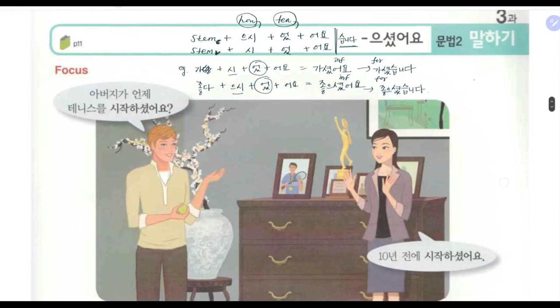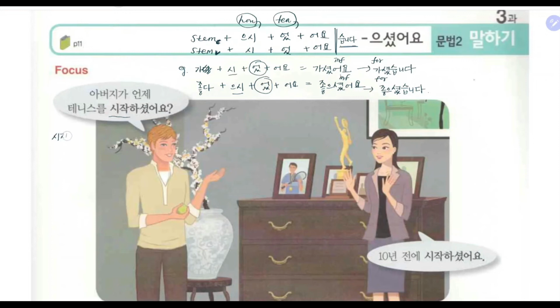자, 우리 연습합시다. 다이얼로그 한번 갈까요? 따라하세요. Repeat after me, please. 아버지가 언제 테니스를 시작하셨어요? 10년 전에 시작하셨어요. What did he say? When did your father start playing tennis? When did your father start tennis?